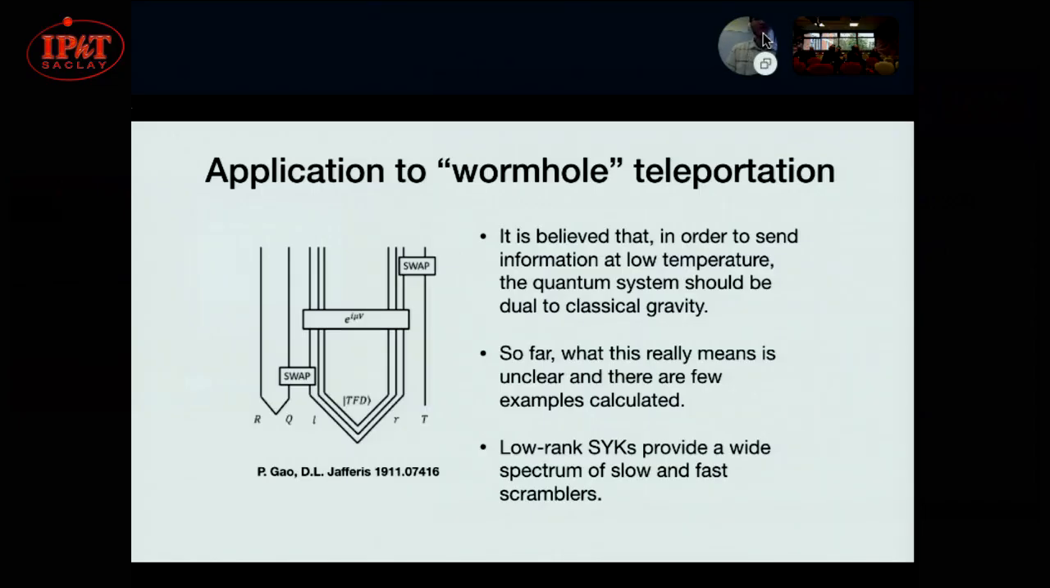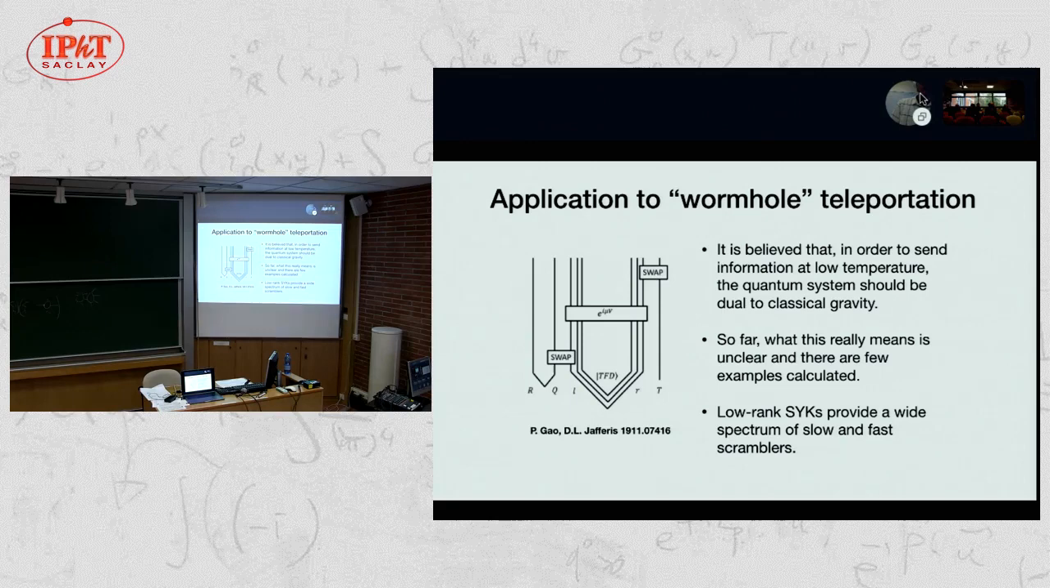Since this kind of calculation can be done in large N models with some work, we can test how much scrambling is enough for this teleportation to work, and that's a probe of how much scrambling a quantum system must have to qualify for some gravity interpretation. So that's I think the most far-fetched application that I have in mind now.